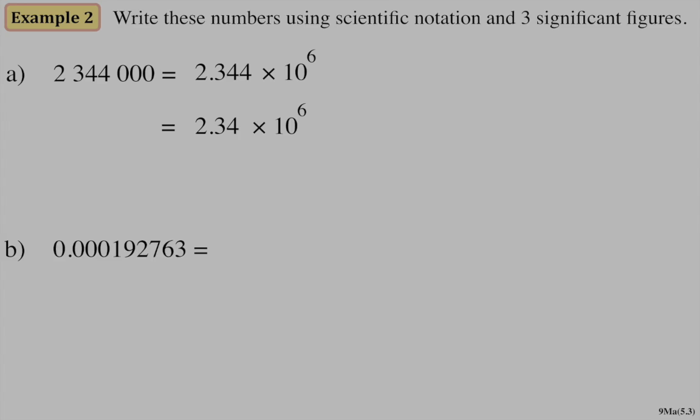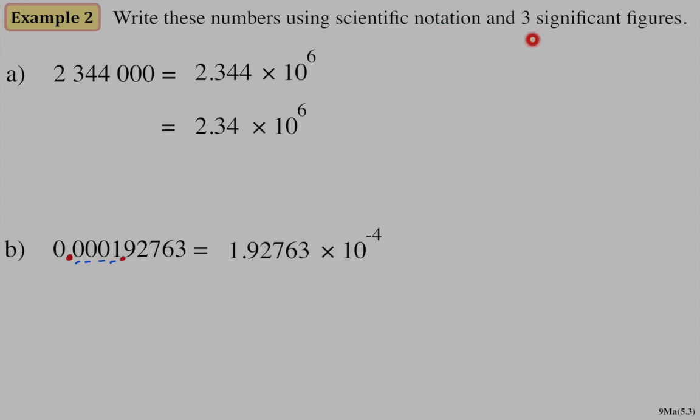Let's try this again. Now we can see where the decimal point is originally. Here it is. We want to put it after the first number that's not a zero. That's there. And there are 1, 2, 3, 4 numbers in between. Remember, this is a very small number, 0 points, so I'm going to have a negative power. So it'll be 1.92763 times 10 to the power of negative 4, because I had to move the decimal 4 places. Now that's the answer in scientific notation.